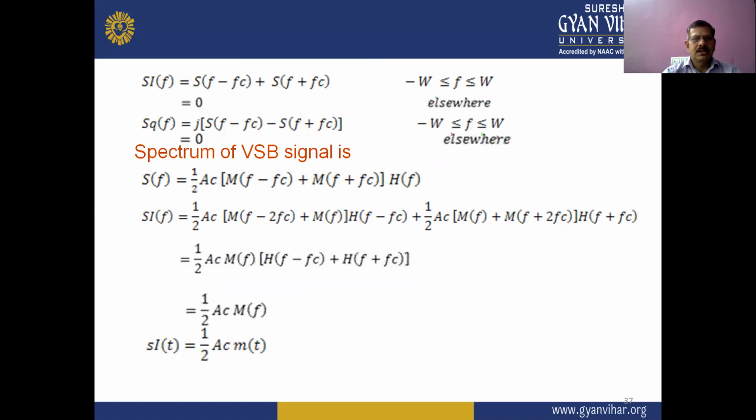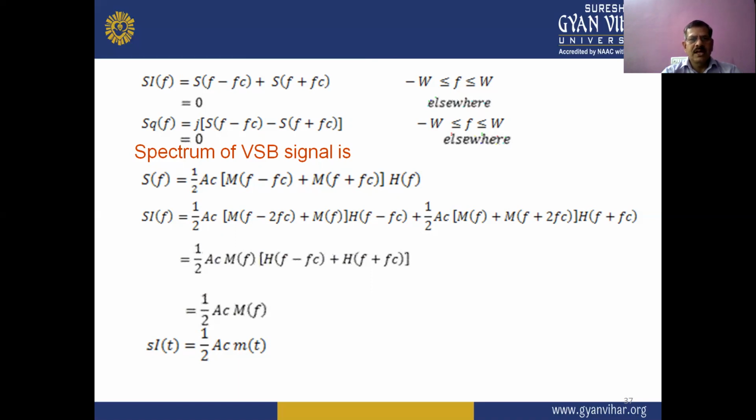So in these equations, SI(f) equals S(f minus fc) plus S(f plus fc), when f is less than or equal to omega and greater than or equal to minus omega, and elsewhere equal to zero. And SQ(f) equals j[S(f minus fc) minus S(f plus fc)] if frequency is less than or equal to omega and greater than or equal to minus omega, elsewhere equal to zero.